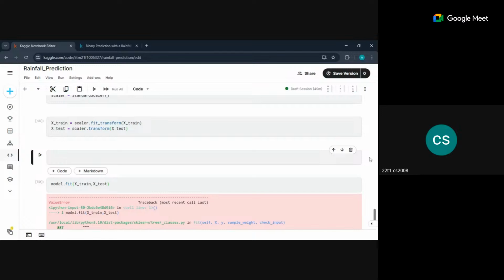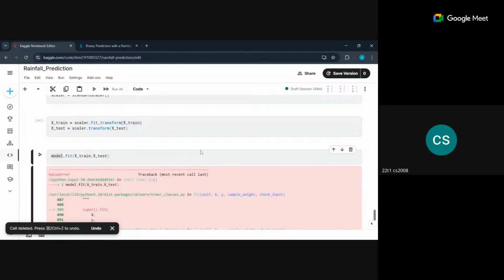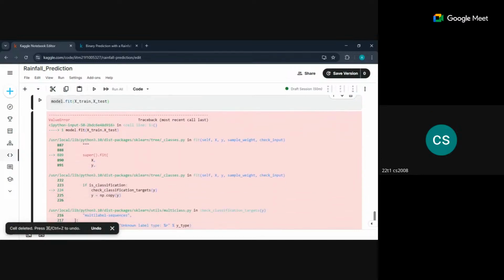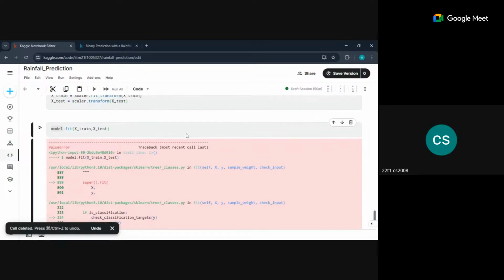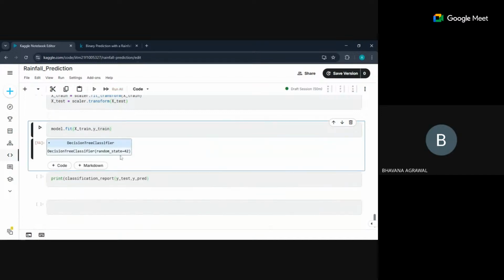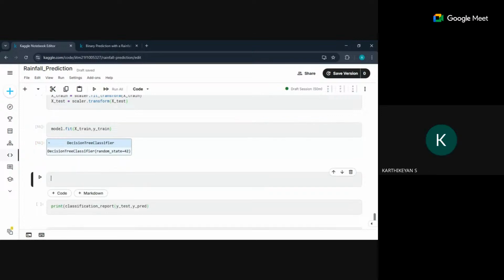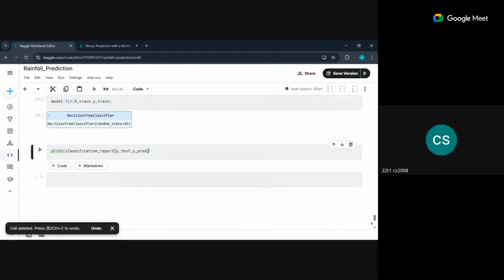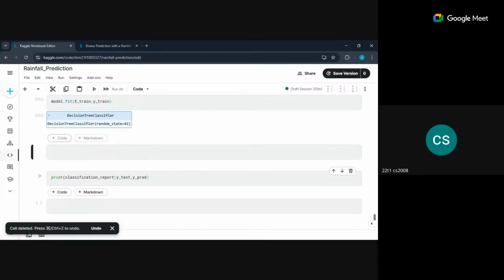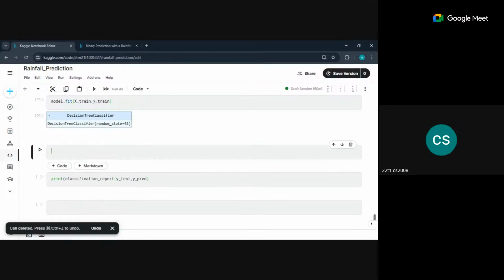Okay, what mistake have I made here? I've made some very random mistake. Can someone tell me what I've done wrong? So these, model dot fit X train, y train, sorry. Yeah, it was just a very random mistake. So we've got this. Now let's get the predictions.